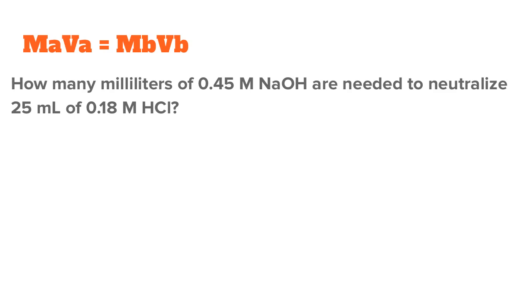Here's another one. Instead of molarity now, it's asking how many milliliters of a 0.5 molar NaOH, sodium hydroxide is the name of that, are needed to neutralize 25 milliliters of a 0.18 molar HCl. So again, we've got our base right here. We know that because it's got OH in it. And here is our acid. And we know that because it starts with H. And then we're going to use our equation again, fill in what you know, solve for X.